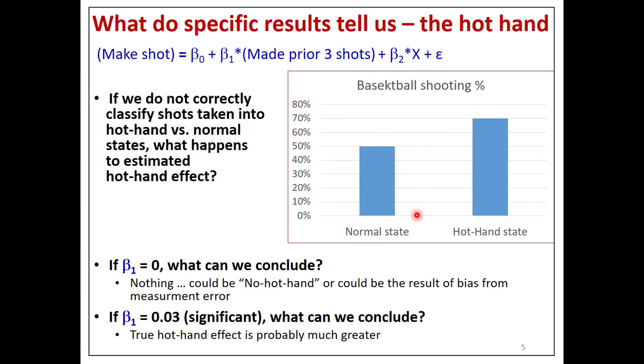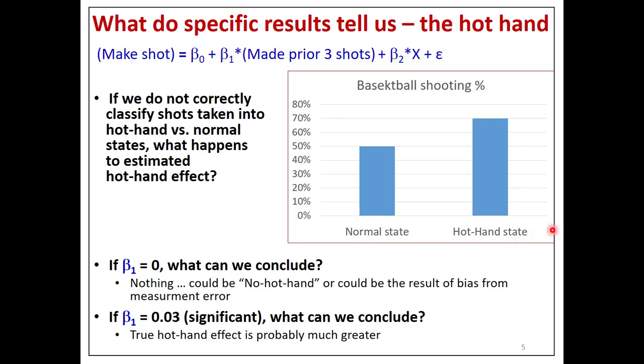Likewise, you might be in the normal state, and yet out of luck, you made your last 3 shots, and so you get misclassified into the hot hand state. Yes, that happens, and that's going to bring this percentage down. So the difference we see in the data is going to be much less than 20 percentage points, because we're not accurately assigning people to the normal state and the hot hand state.